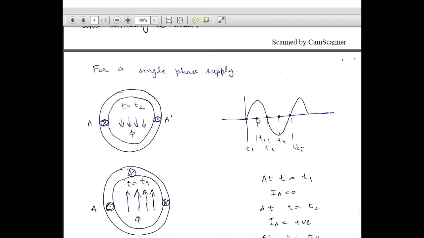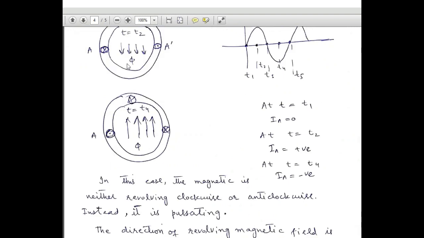But at the instant t is equal to t2, the current is positive, so this will be the direction of magnetic field, and at the instant t is equal to t4, the current is negative, so the direction of magnetic field will be from bottom to the top. So in this case, we can see that the magnetic field is actually neither rotating clockwise or anti-clockwise. Instead, this magnetic field is pulsating. So it will be from top to bottom, then its magnitude will be reduced, and at the end, its direction will be from bottom to top, and it will be pulsating from top to bottom and vice versa.